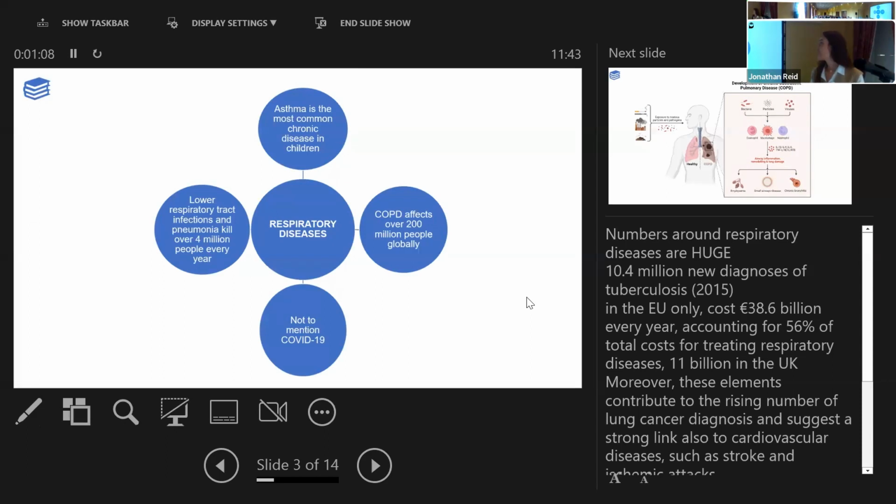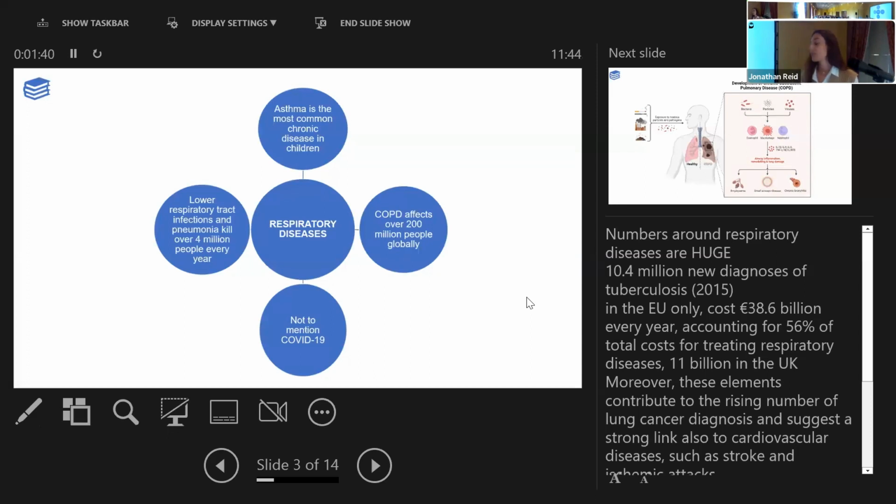Okay, so just a quick overview about respiratory diseases. Asthma, unfortunately, is the most common chronic disease in children. Lower respiratory tract infections and pneumonia kill over 4 million people every year. COPD affects over 200 million people globally, and I guess there's no need to mention COVID, but recently the WHO says that we are out of the pandemic, which is great.